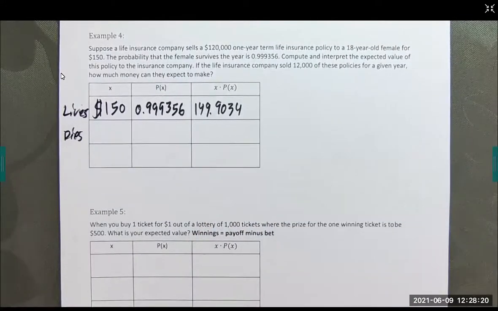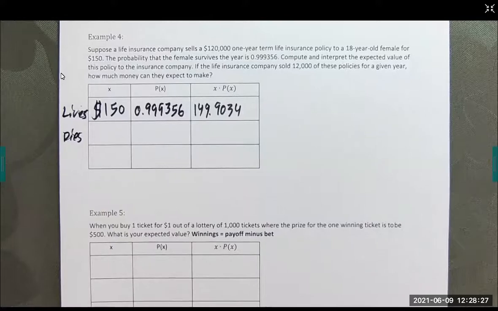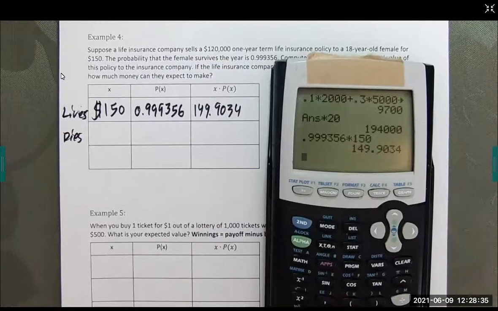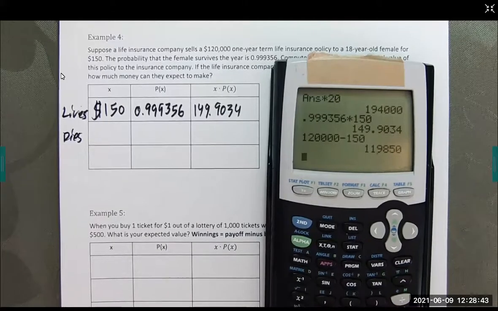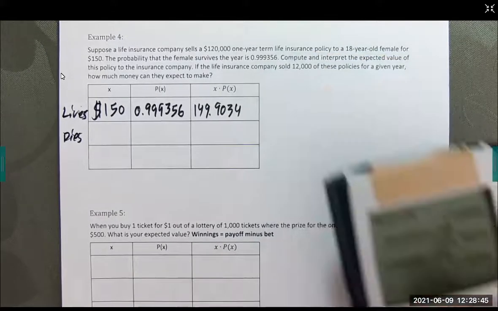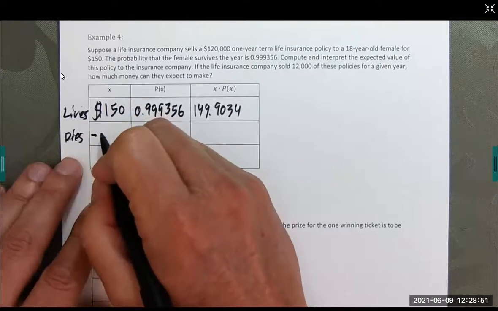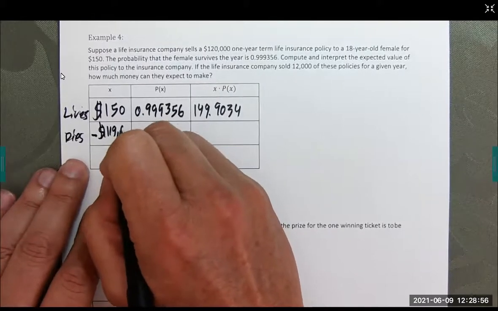Now, if she dies, relative to the insurance company, this $150 that was given to us by her, we're just giving back. So we didn't make anything from that. So instead of getting the full 120,000, it's actually going to be 120,000 minus $150. That's going to be how much money we make. We lose, pardon me. So that's negative 119,850.